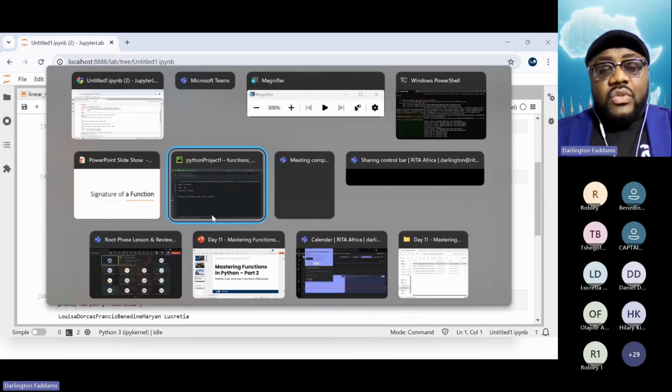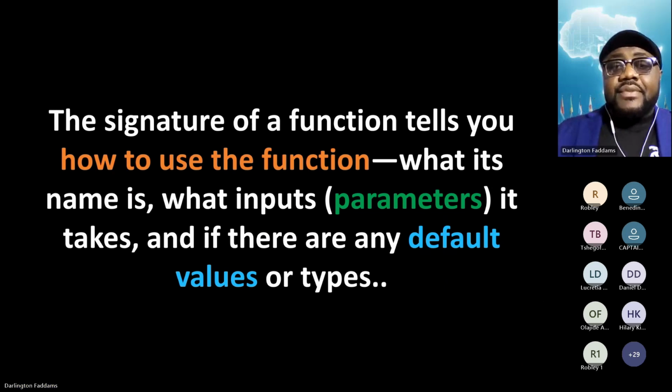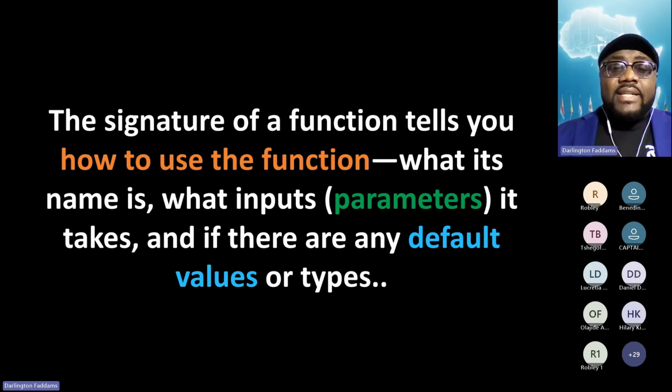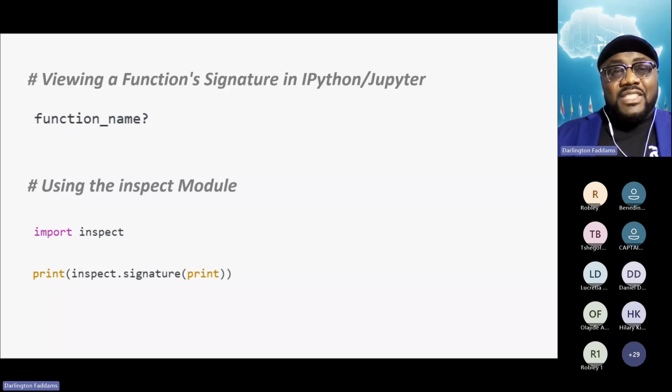Now, what I want to show you here is very interesting. The signature of a function tells you how to use the function, what its name is, and what input parameters it takes. This can be done for any function. And if there are any default values or types, they will also be displayed. So you can view the signature in an IPython or Jupyter environment. So any interactive Python environment, it will work. Any IPython environment, it will work.